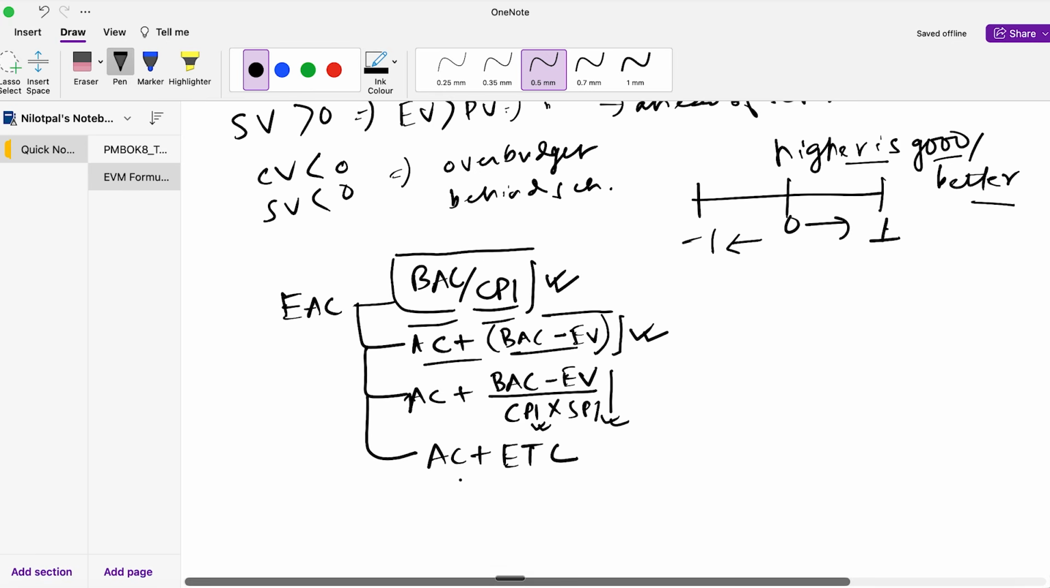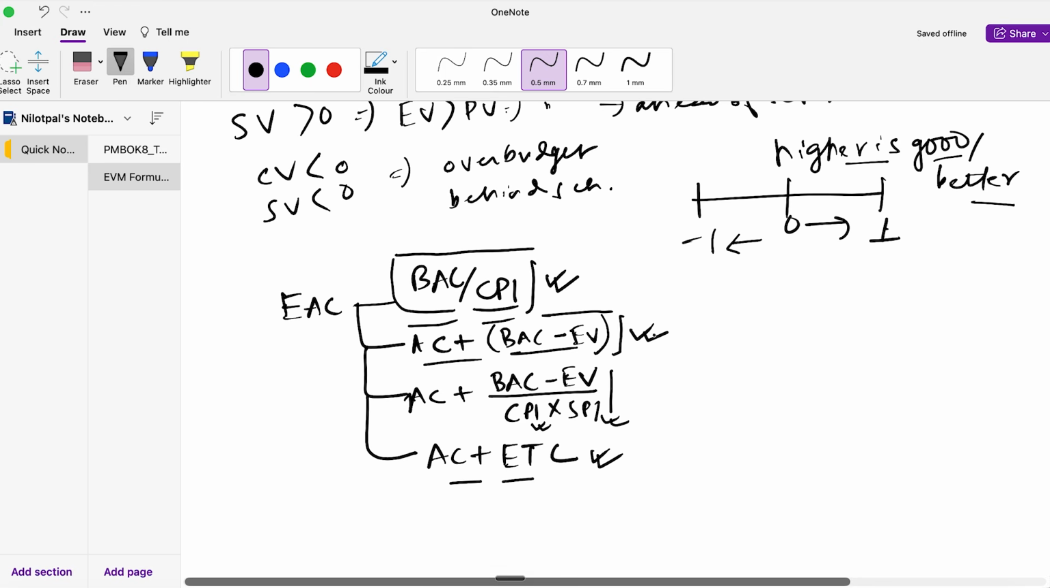And finally, this formula, which is AC plus ETC, is to be applied if it says that a totally new estimate was done and the previous estimate which was applied was not applicable or null and void, and you need to have a totally new estimate. So you need to remember this formula to apply at that point of time in a scenario.